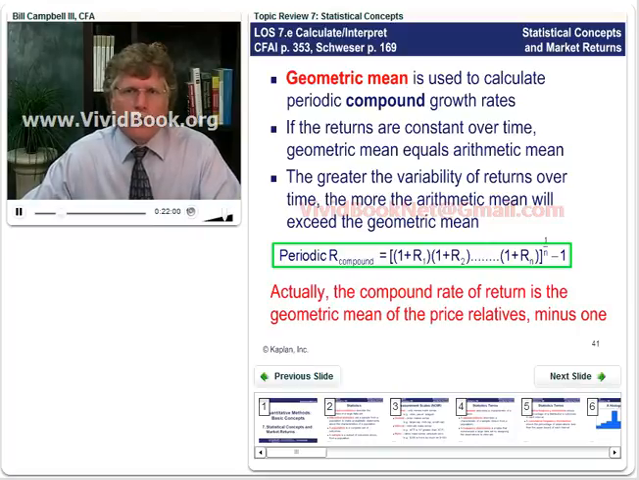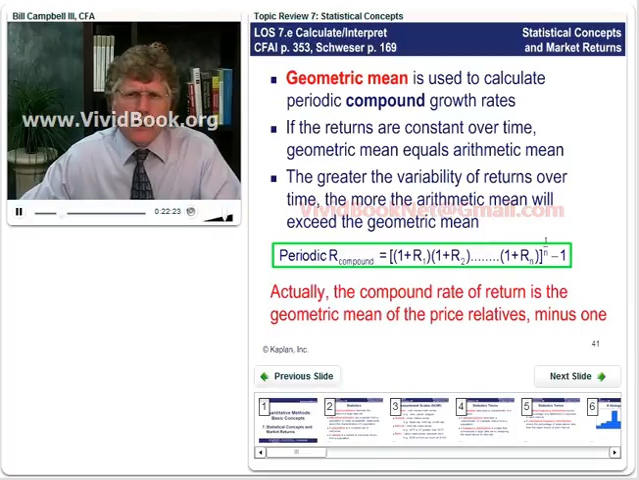So when we do the geometric mean, instead of multiplying just R1 times R2 times R3 up to Rn and taking the nth root, first we add 1 to each term. 1 plus R1 times 1 plus R2 times 1 plus R3 and so on, all the way up to 1 plus Rn. Take the nth root of that.